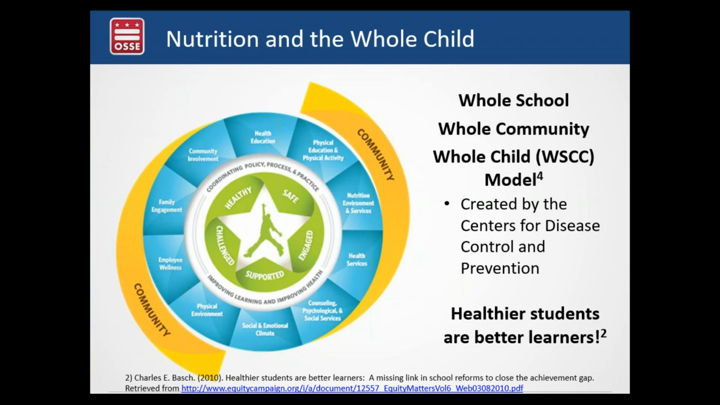So the child is at the center, and it's surrounded by the whole child tenets, which are healthy, safe, engaged, challenged, and supported. So that's what we want our child to be. And then there's a white band that emphasizes the alignment, integration, and collaboration that's needed among the school, health, and community sectors. And then in blue, you have different components. And you'll see how our goals in the plan were aligned to these different components.